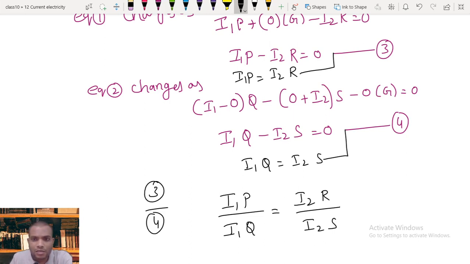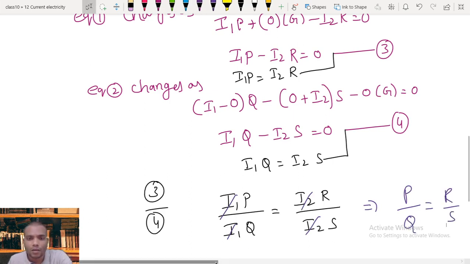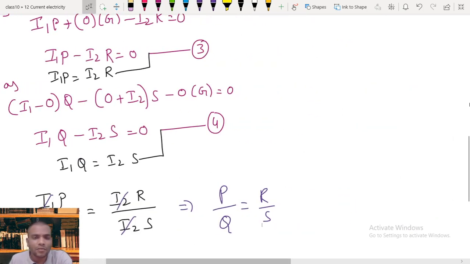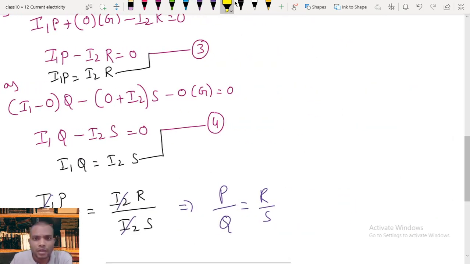Now the I1 and I2 values get cancelled. If we cut I1 I2 and I1 I2, we will end up with a simple expression: P by Q equal to R by S. Now here you can understand what is the use of my known resistance. So this is the simple expression we will reach.